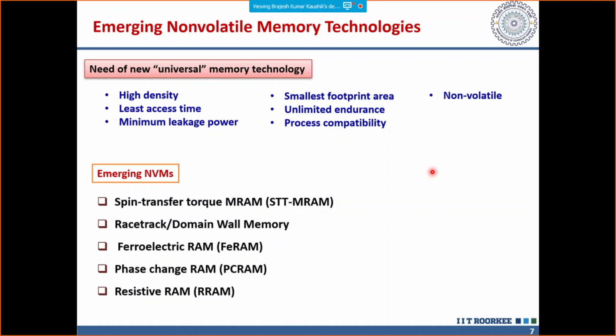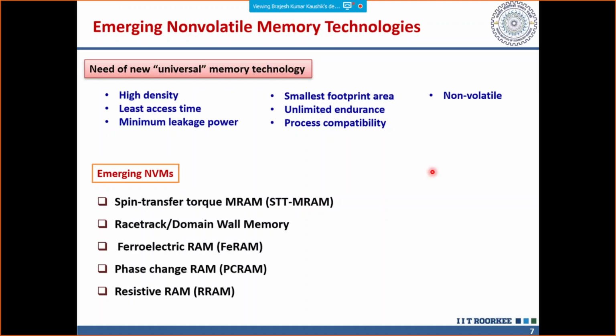Taking all these things into consideration, most researchers who do not want to make these choices want to come up with a universal memory that has the good characteristics of all these memories. SRAM is known for its speed. DRAM is known for its density because you can make a memory element using just 1 transistor.